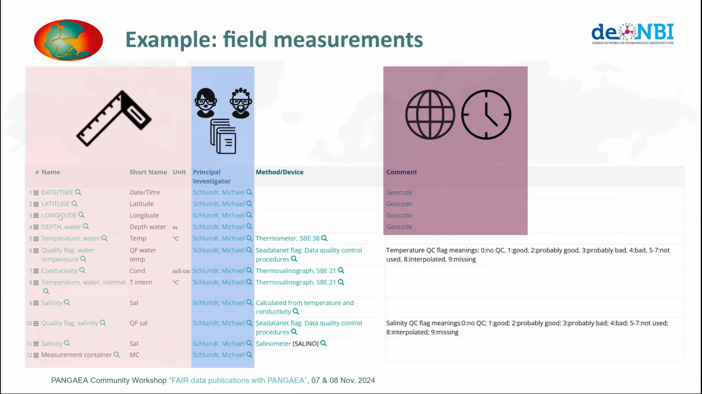And the information about who. Basically, for each of the columns in a table, there can be one PI responsible, up to one person. For each of the columns, it can be a different person. And the method, again, so description of the device in this case, or maybe calculation method, link to a paper used for calculation. These items are also standardized within Pangaea and often connected to external terminologies as well. So the links are providing the users with additional metadata and context.